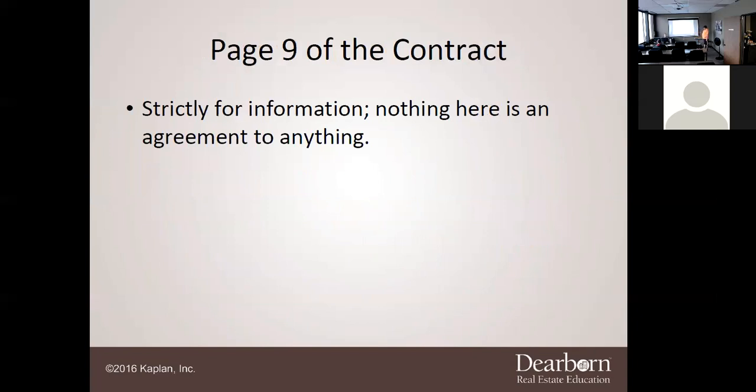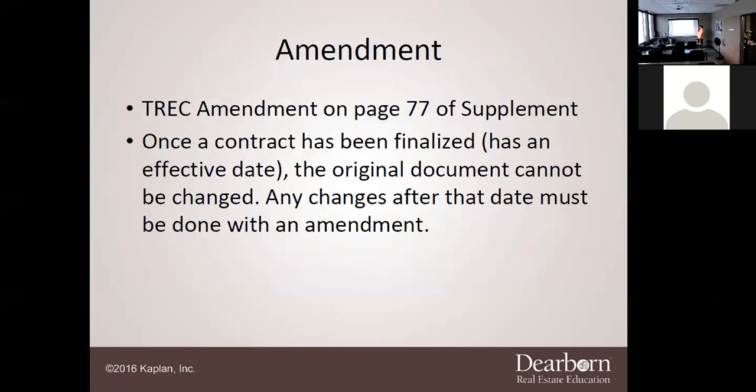Page 9 of the contract, that is no longer page 9. Like I said, page 9 just has the effective date and the signatures. There is no longer, this is strictly for information, nothing here is an agreement. That page doesn't exist anymore, so don't worry about it. And then there are the amendments, so check amendment on page 77 supplement, don't worry about that.